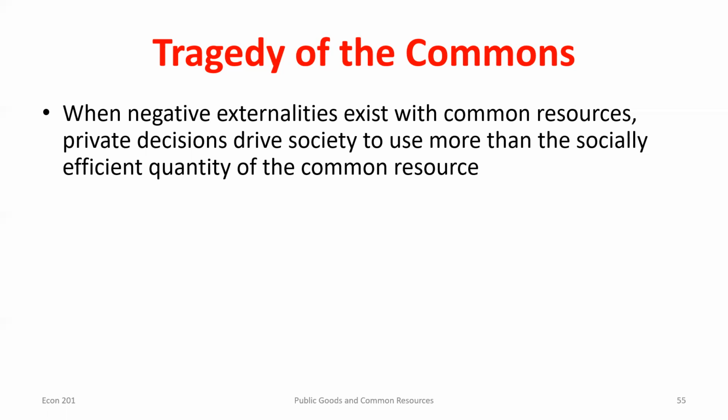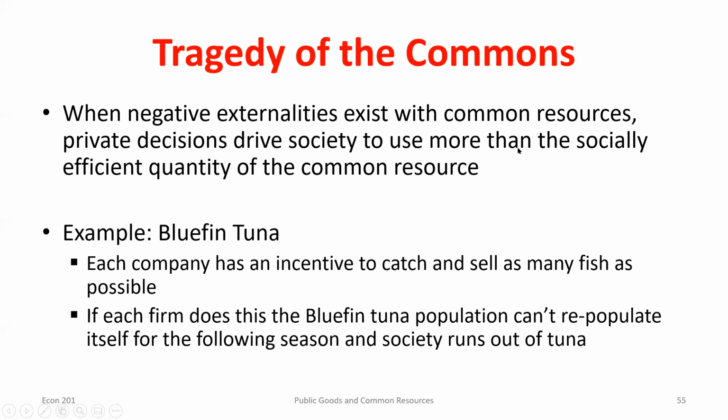So this tragedy of the commons is basically this idea that if we allow people to make their own decisions, they're going to overhunt, overfish, or overuse these common resources. And there are huge negative externalities to them doing this, so it costs society a lot. We've got a good example here: bluefin tuna.